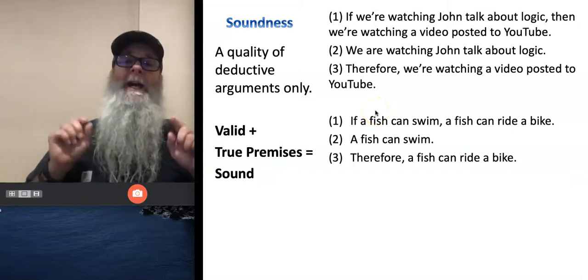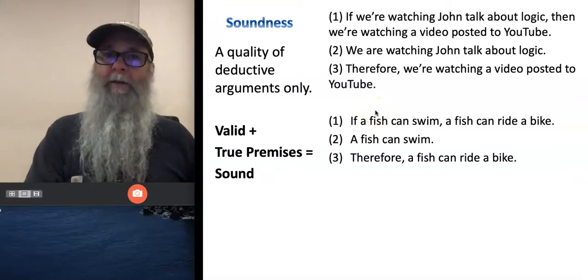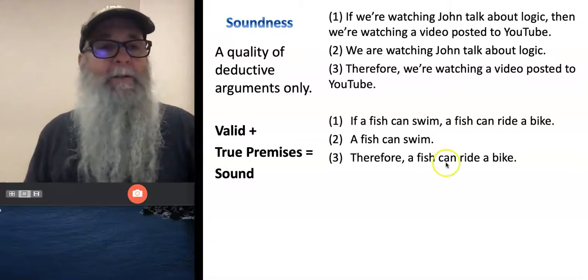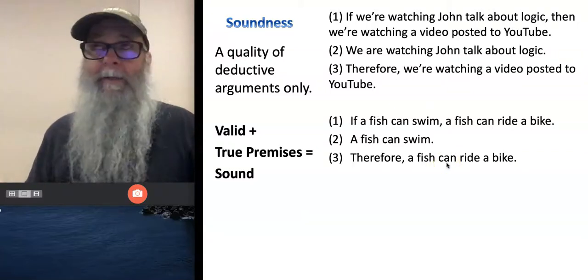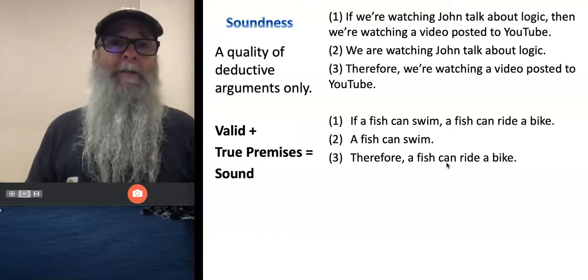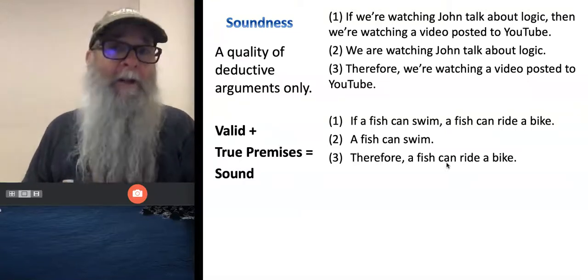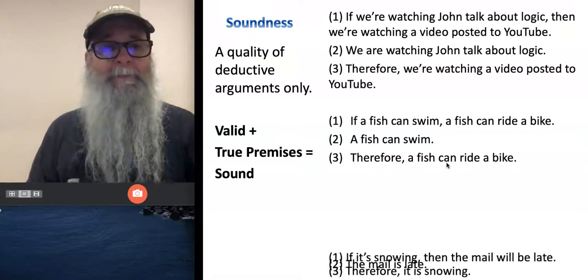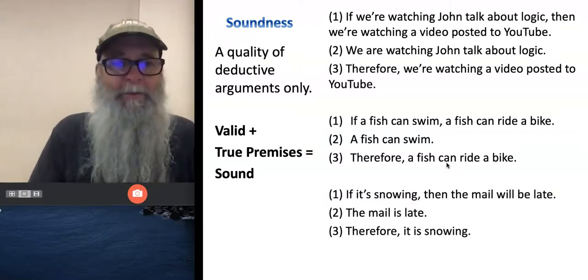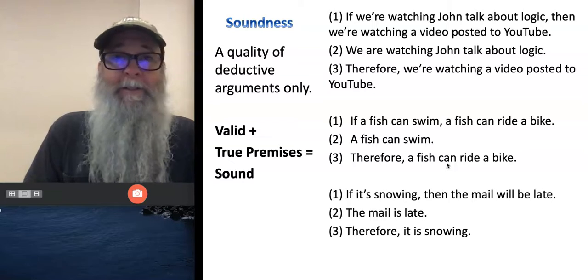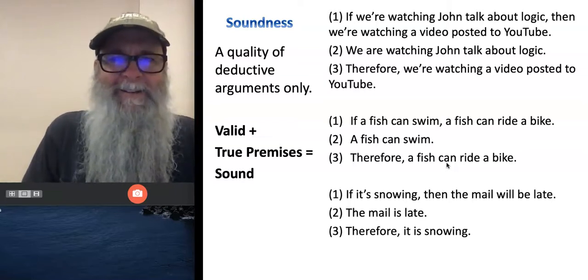And what that tells me is I have a valid but unsound argument, and I get to walk away from it, because what that means is I don't know whether the conclusion has to be true or not. Maybe it is, maybe it isn't. All I know is that this is a valid argument and that the conclusion doesn't necessarily follow from these premises because at least one of the premises is false. So valid but unsound. All right, try one more. If it's snowing, then the mail will be late. The mail's late, therefore it's snowing. Is that a valid argument?